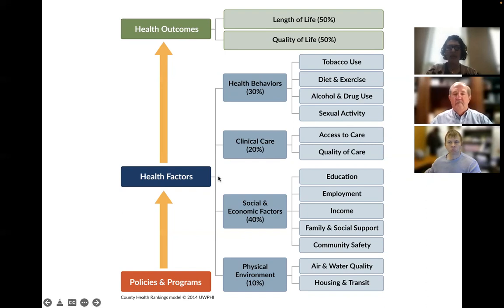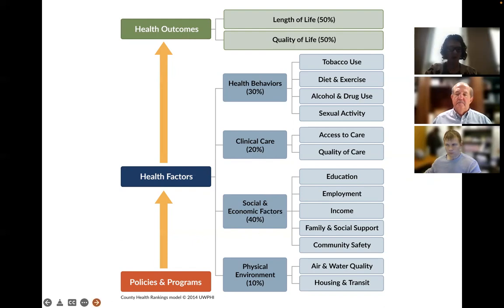And so you can see how those are weighted and how they break down. Health outcomes, today's health, is made up of length of life and quality of life. Health factors, you can see our categories here. And I will point out social and economic factors accounts for the largest share. This is largely due to social determinants of health.